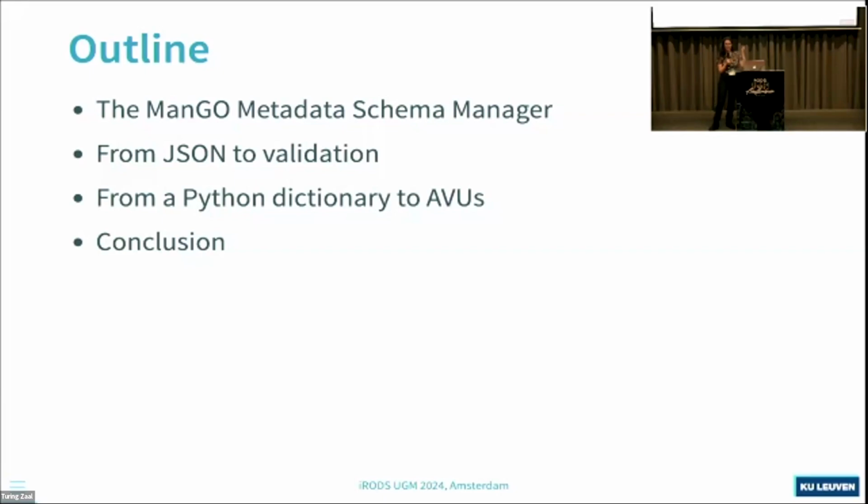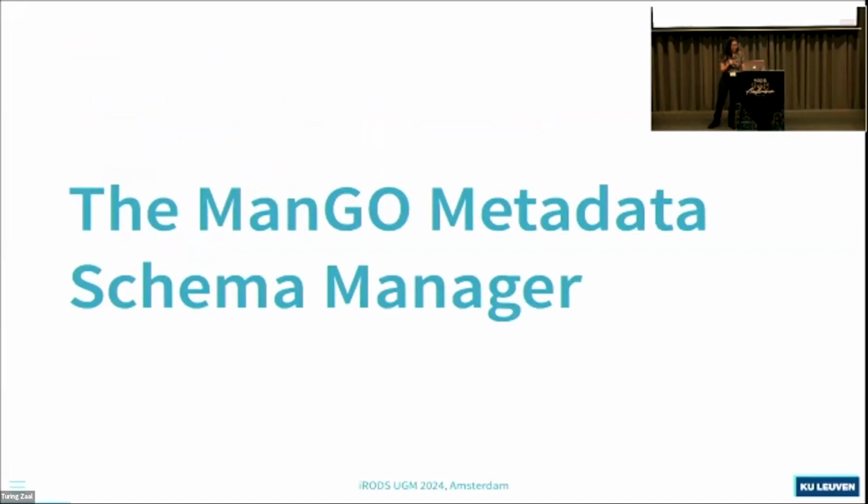And so I will show how we turn this into validation via Python, and how you can create a Python dictionary with the metadata that you want to be added, how that gets turned into AVUs and back, and then some final thoughts on why we are doing this.